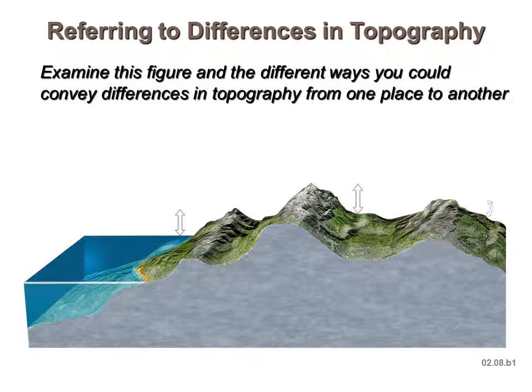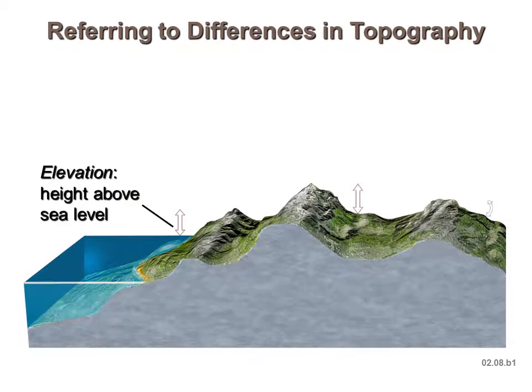Now, referring to differences in topography. So how do we measure geologic features? How can difference in topography be conveyed? So what you want to do first is label the diagram on the left. The first thing we're going to label is elevation, which is the height above sea level. The next thing we're going to label is relief, which is elevation difference.